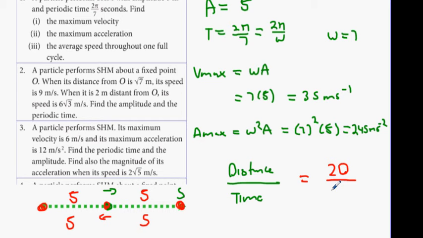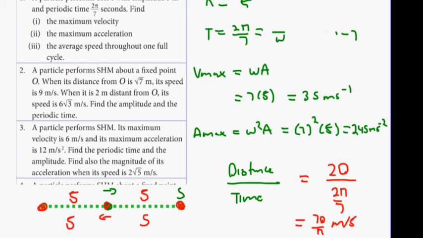2 pi over 7. It's the period. Remember, the period, capital T, is how long it takes you to get from one end to the other end and then going back again. Okay? So it's 20 divided by 2 pi over 7, which is going to give us 70 over pi, we'll just put it in the calculator, 70 over pi meters per second. Are we happy enough with that? Okay, so we'll skip on to question 3.